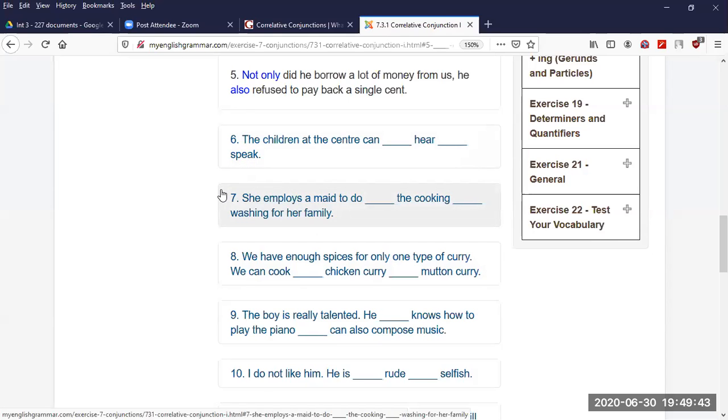If we say the children can both hear and speak, it means they can hear and they can speak. But that doesn't really make sense. So the only one that really makes sense is neither nor. Because then we're saying the children at the center cannot hear and the children at the center cannot speak. So they can neither hear nor speak.